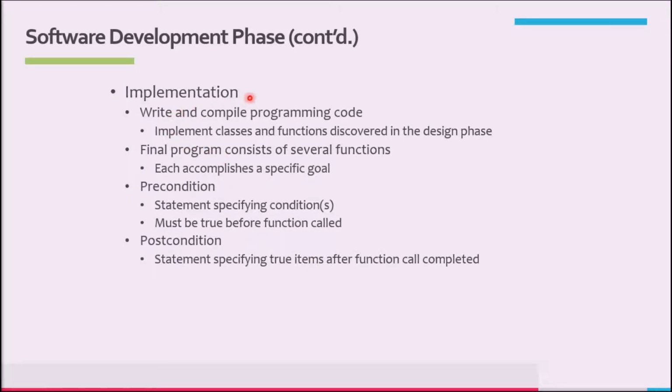The next phase is implementation. In the implementation phase, you write and compile programming code to implement the classes and functions that were discovered in the design phase. So the final program consists of several functions, each accomplishing a specific goal.